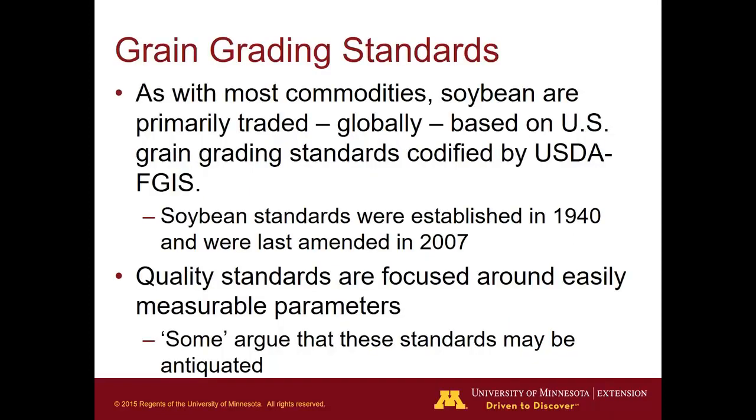So grain grading. With all commodities, soybeans are basically priced and graded based on these USDA FGIS grain grading standards. And these follow those soybeans throughout the world global market. Established in 1940, last amended in 2007. Does anybody know what we lost in 2007? Something was deleted from the grain grading standards on soybeans in 2007.